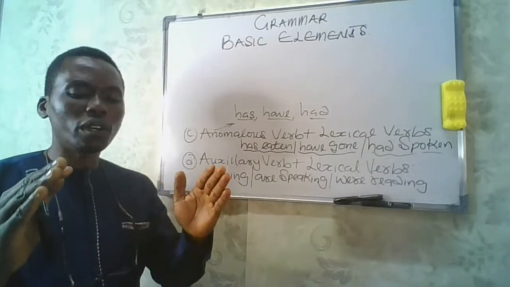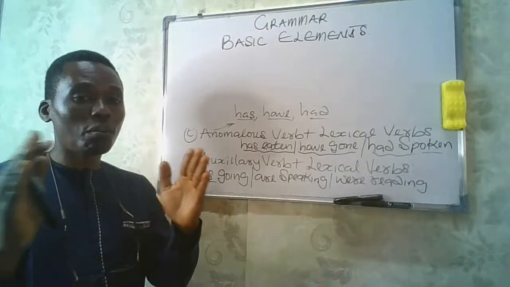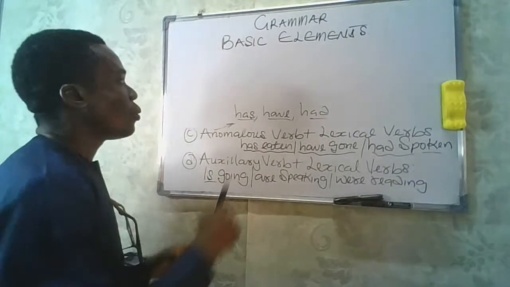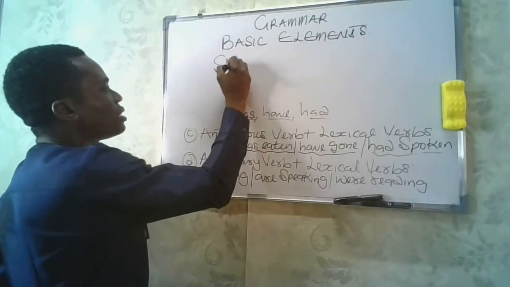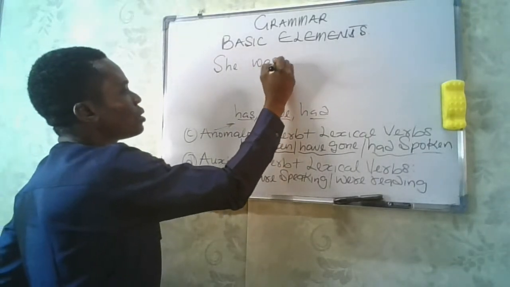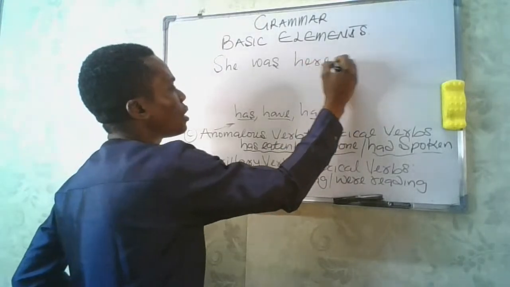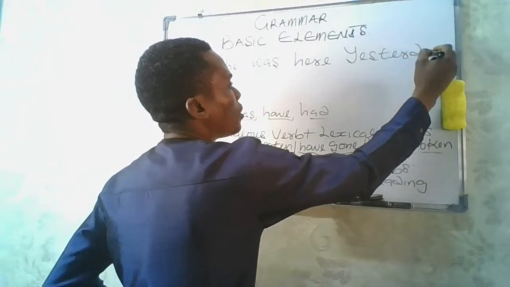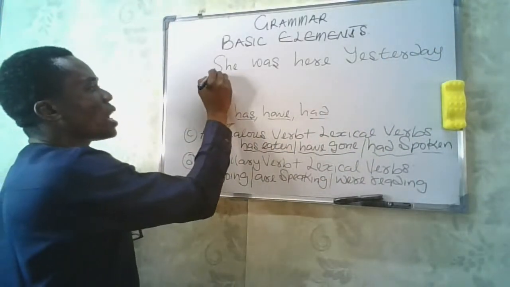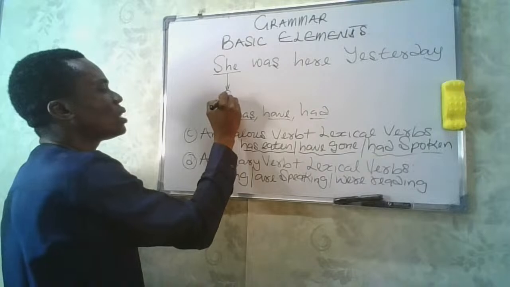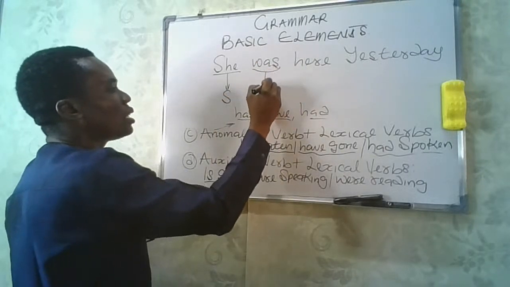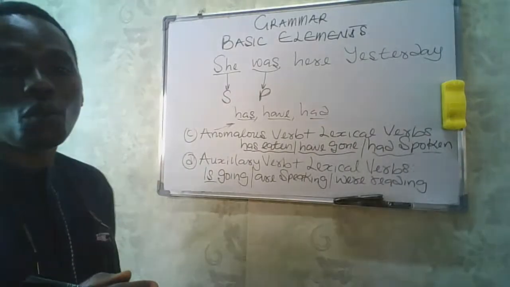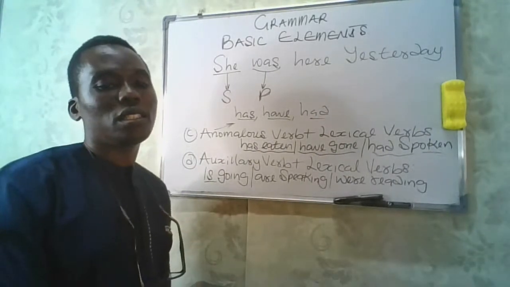So up to this point, we can see that subject and predicate form a sentence. So we can simply put this sentence as: she was here yesterday. So what does this sentence tell us? We have she standing as the subject and was standing as the predicate, which is what? The verbs in any sentence.